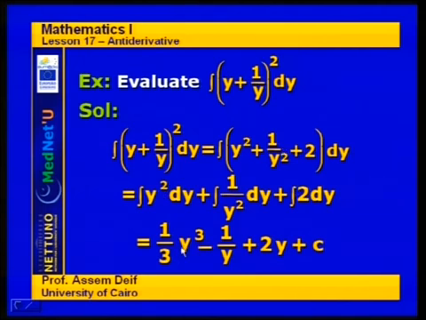So you get 1/3 y cubed minus 1 over y plus 2y. This is the integral of y squared. This one is the integral of 1 over y squared, because here it is y to the power minus 2. So you apply y to the minus 2 plus 1 divided by minus 2 plus 1. This is simple. And again, the integral of 2 dy is 2y, plus constants.